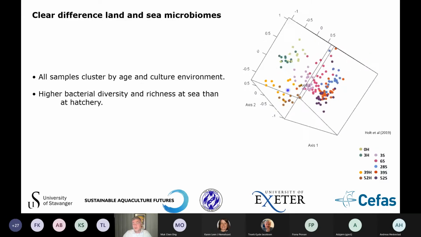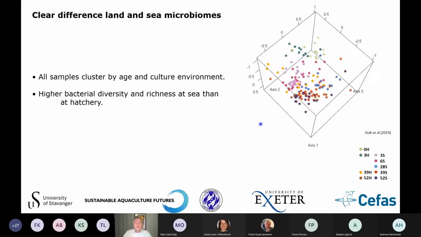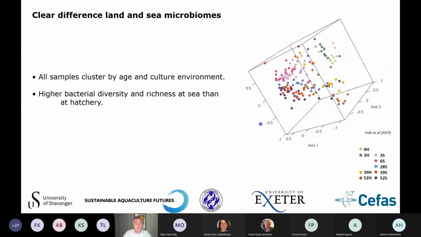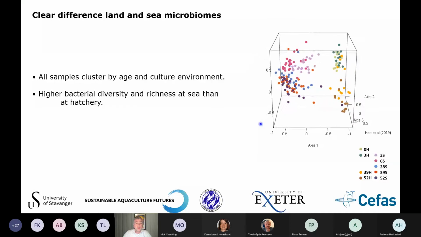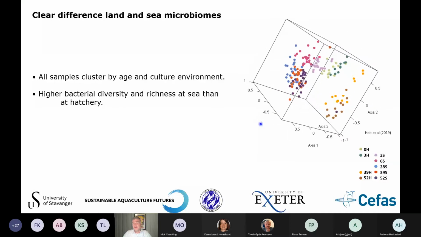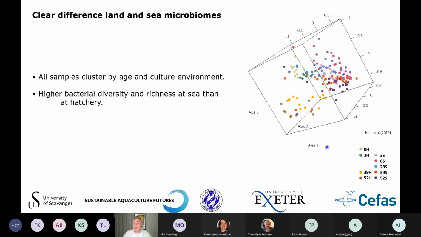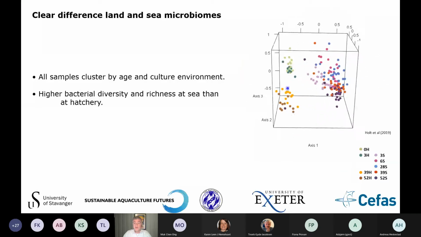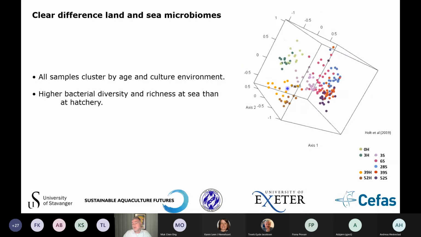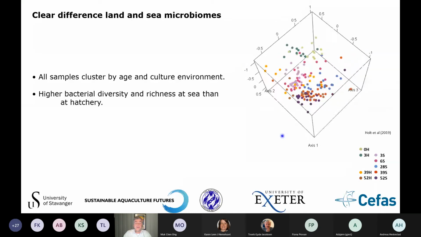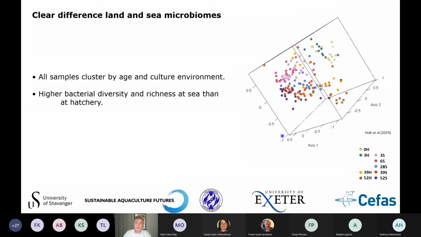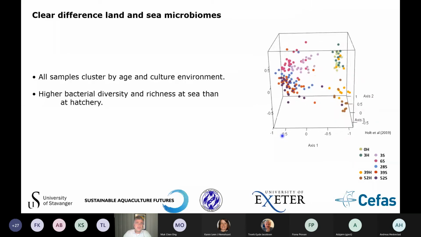And I hope this turns the right way, but it was pretty clear when looking over time that you could see the differences based on age, but also the difference between hatchery and sea. In the green is where we start at 0.0, and then in the brownish color, you see where we end up over a year at the hatchery, and the other colors are the populations at sea over a year. So you can clearly see there is a clear difference between animals living at sea. It started here, and then you see that the hatchery ones have a different microbiome compared to the ones at sea.